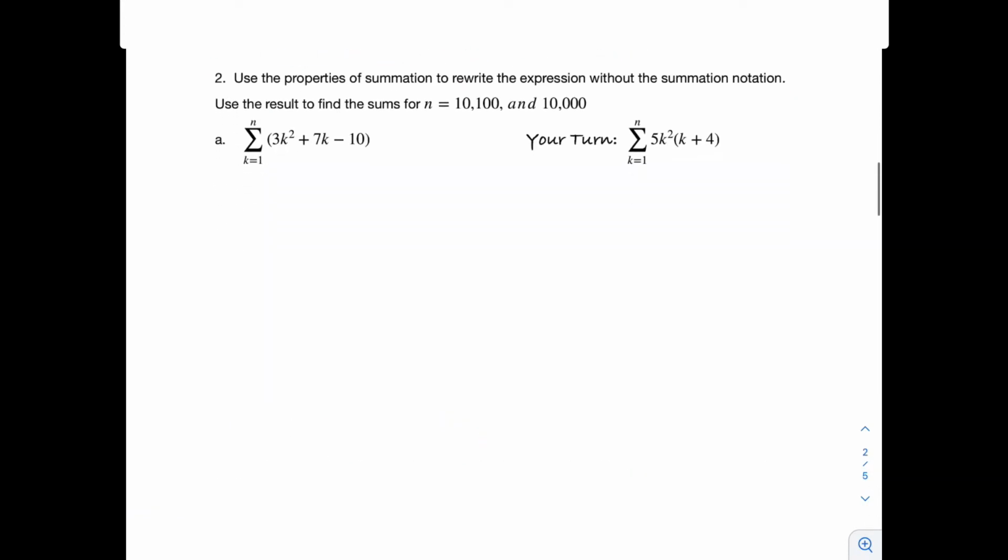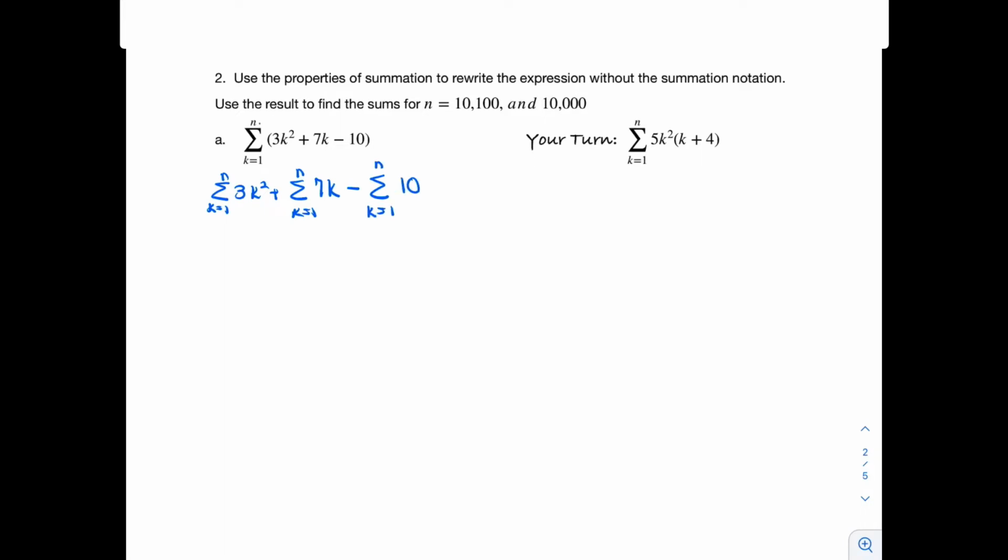Okay, we're going to use the properties of summation to rewrite this expression using summation notation, and then we're going to evaluate for n equals 10, a relatively small value, then 100, then 10,000. You'll see how handy it is once we get to these large values. So to do this, one property of summation is we can distribute the summation notation to each term. So I can rewrite this as the summation of k equals 1 to n of 3k squared plus the summation of k equals 1 to n of 7k minus the summation of k equals 1 to n of 10.